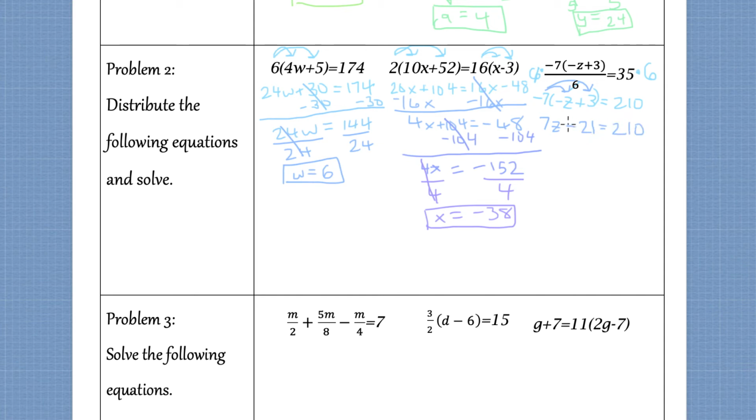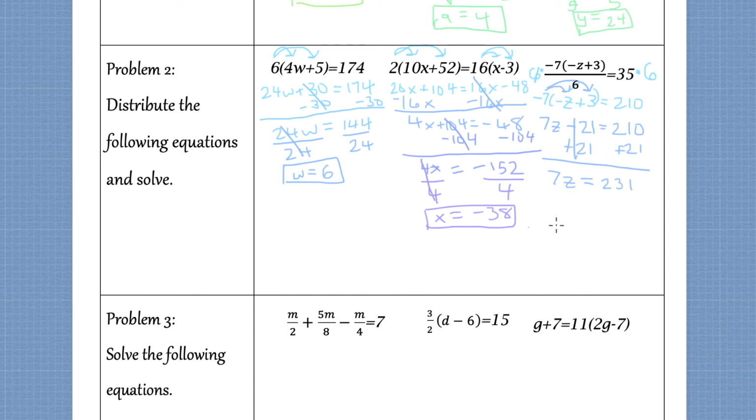Now to isolate this, we want to get rid of the 21 over here to have the z variable term isolated on the left side. So we're going to add 21 over here, and we're going to add 21 to the other side. So that's going to give us 7z, and then the negative 21 and the positive 21 cancel each other out, which is just 7z, is equal to 210 plus 21, which is equal to 231.